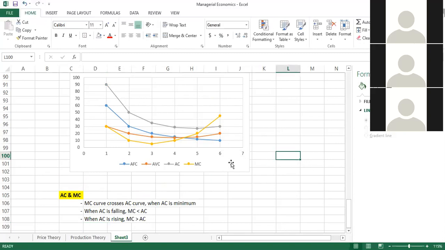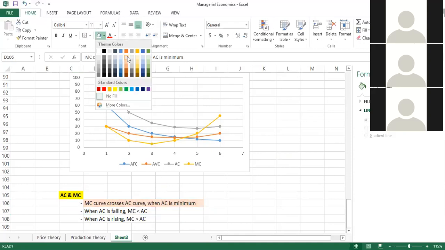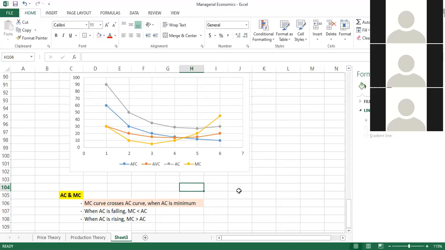We can analyze these per unit cost curves. This relationship is very, very important. Whenever you draw AC and MC curves for a particular firm, you need to apply this relationship.